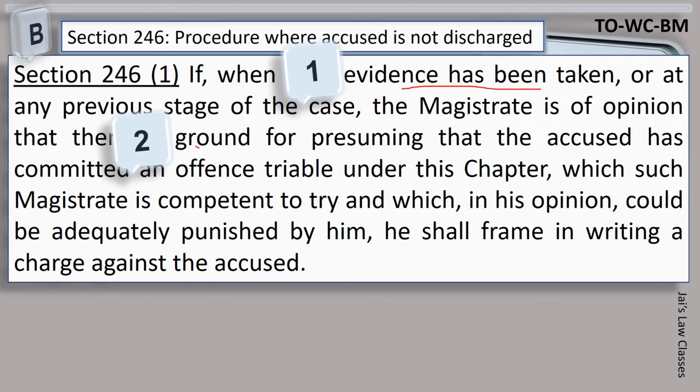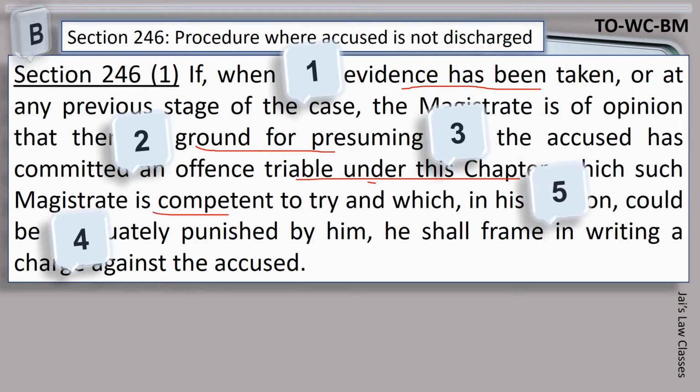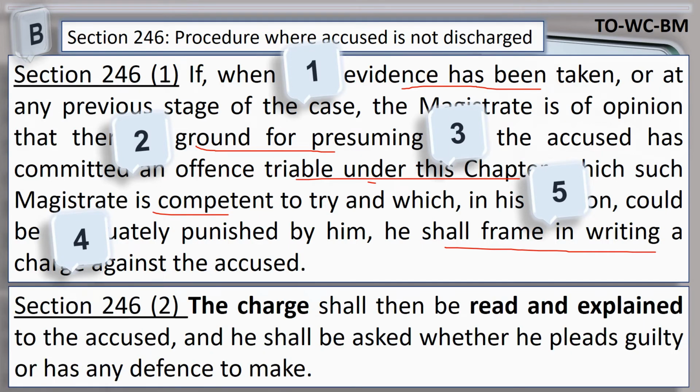There are grounds of presuming that the accused has committed an offence. 3. The offence is triable under this chapter. 4. The magistrate is competent. 5. The magistrate is going to frame the charges in writing. And subsection 2 informs the charge shall then be read and explained to the accused, and he shall be asked whether he pleads guilty or has any defense to make.